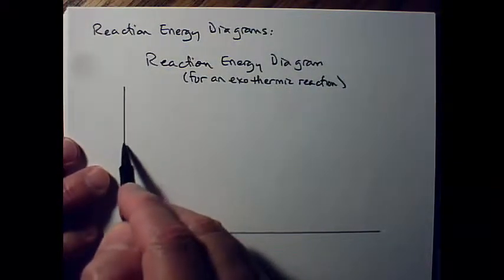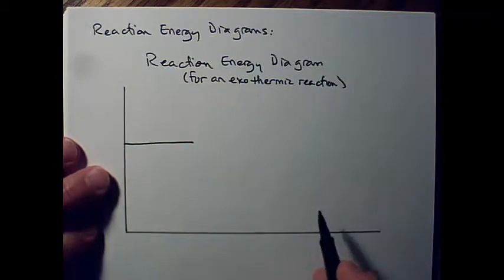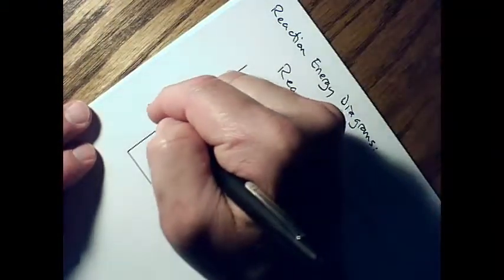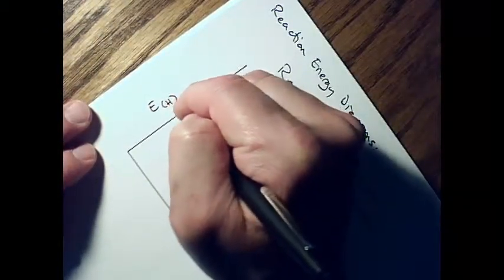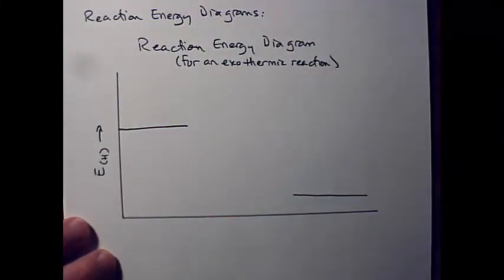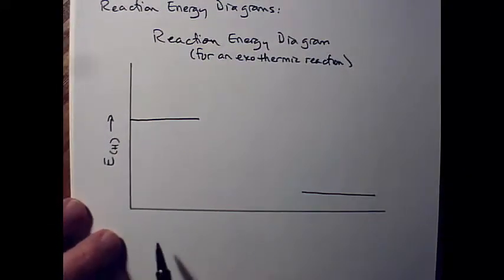So it has to start higher than it ends. Okay? So we're looking at energy here. This is energy on this axis. Actually, the energy we're looking at here is the energy that's stored in the system, the enthalpy energy. And what we're looking at down here is the progress of the reaction.